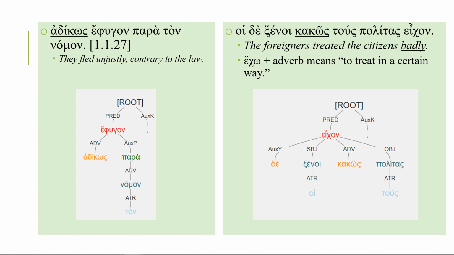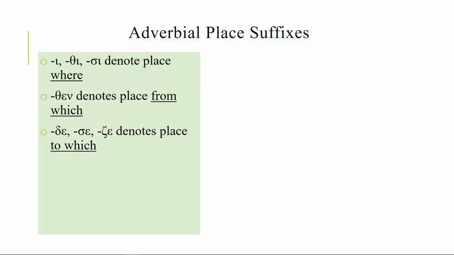There's some particular endings that you can look out for because they're old and they occur fairly often, and I'm calling them adverbial place suffixes, which is to say we get these signs of motion or place. If you get a kind of a place word with an iota or a theta iota or a sigma iota on the end, it denotes place where. It's actually kind of a form of the dative.